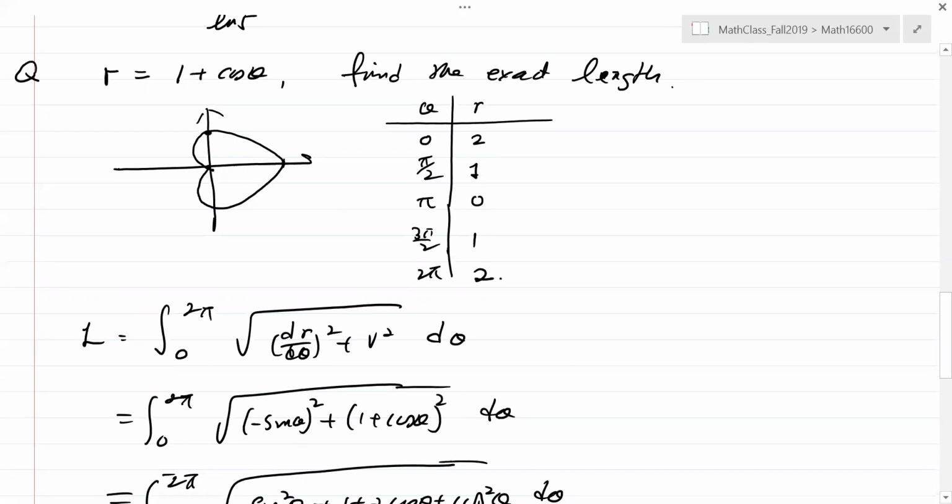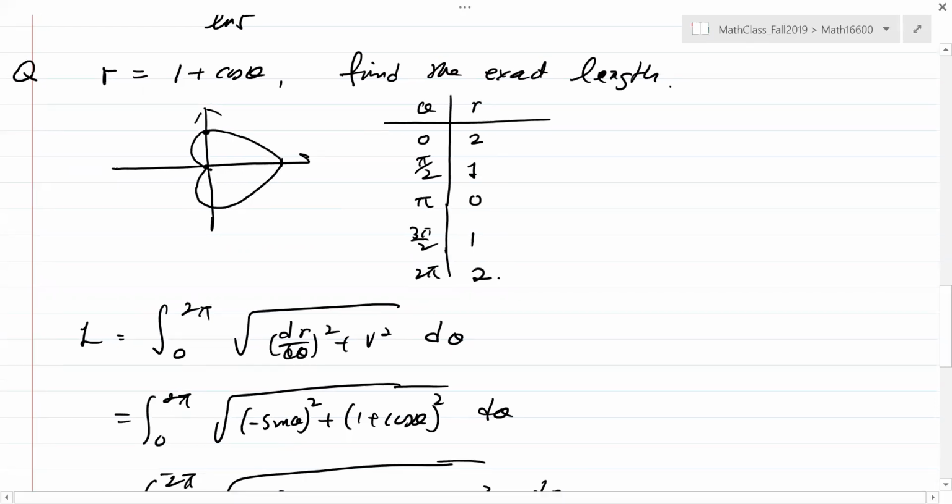Maybe you want to also find the area later. We have a formula for the area of this region.